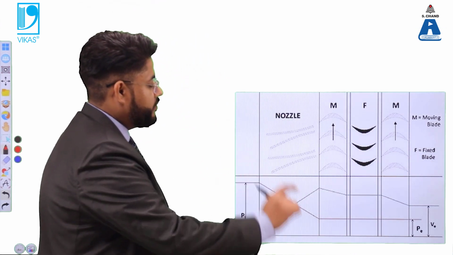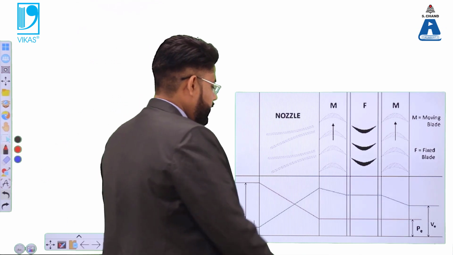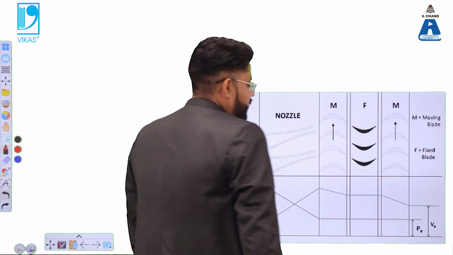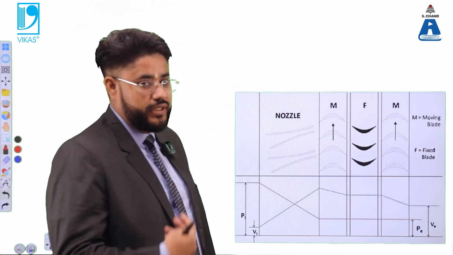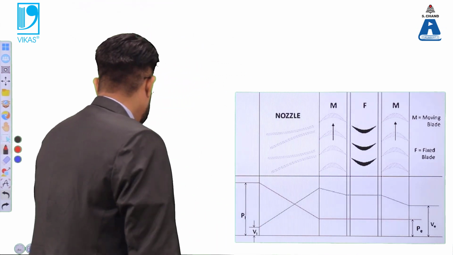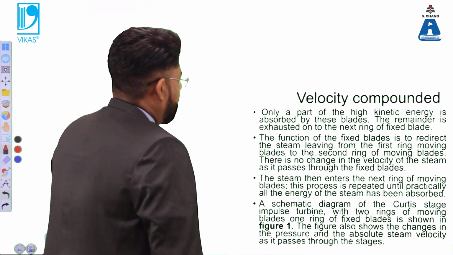So these velocity drops are the same, and you have this initial value of the velocity and the final value of the velocity at the exit. So you increase the value of the velocity part. So this particularly is called as the velocity compounding.